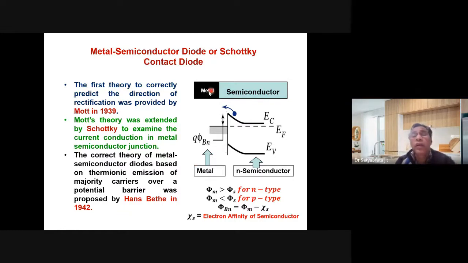Now, here there is metal and semiconductor at this junction, and I have shown this with an N-type semiconductor. If it is an N-type semiconductor, then this should be the Schottky junction, the metal semiconductor junction, and the IV characteristics of the diode at this junction were given by Bethe.